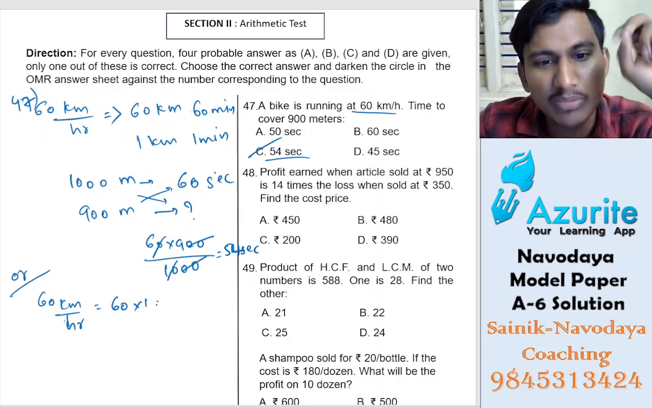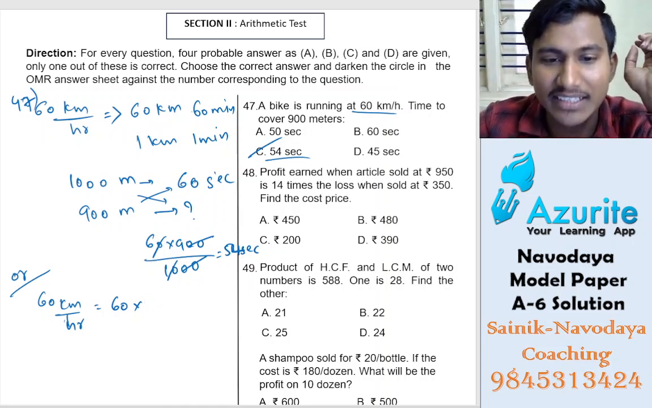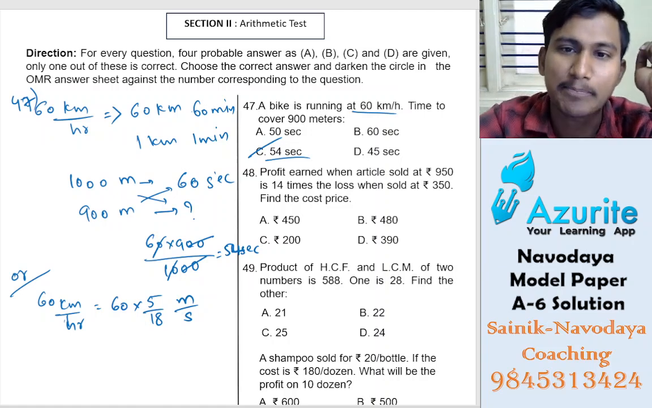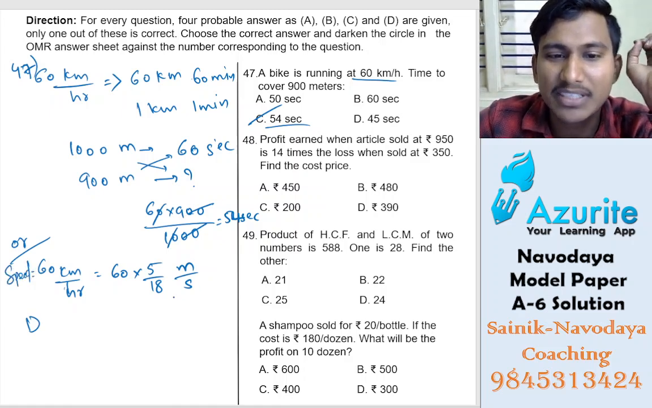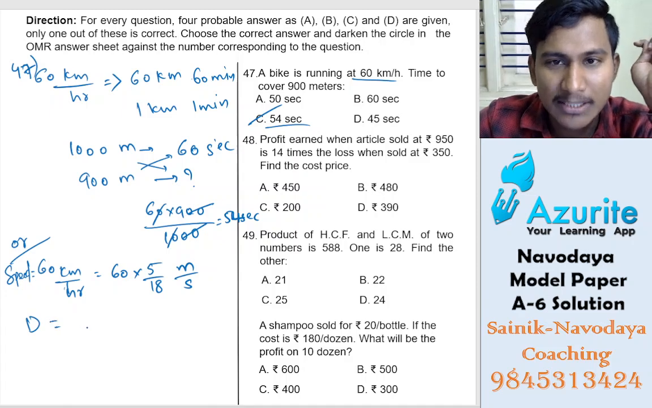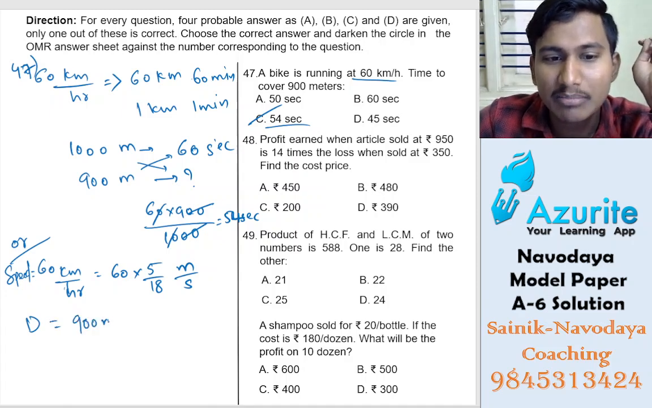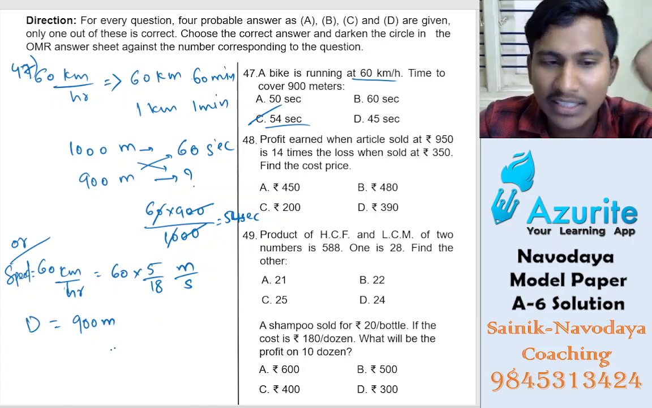So, kilometer per hour to meter per second, right? So it will be 5 by 18, and it will be in meter per second. Okay, so distance is given how much? This is the speed in meter per second. So distance is how much? That is 900 meter.